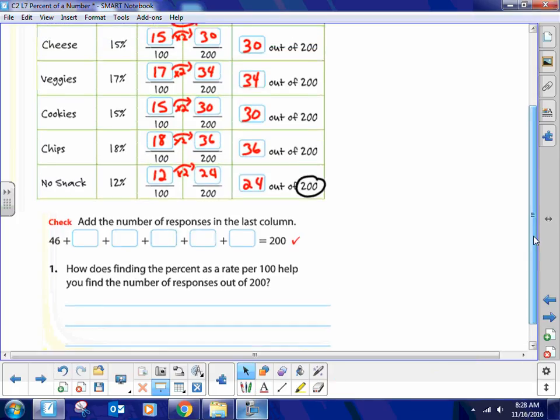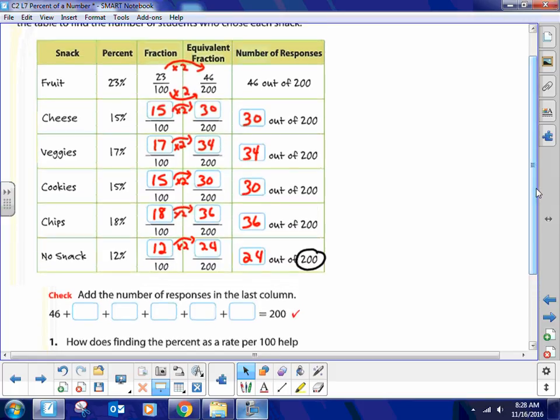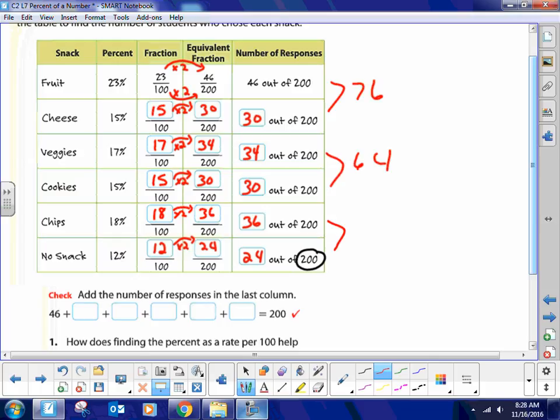Now, they want us to make sure that the number of responses is out of 200. So we add the number of responses in the last column. 46 plus, I'll do a little math over here on the side. That's 76, that's 64, and then that's 50 or 60. When you total that up, you get 0, carry the 1, 12, 19, 200. Excellent. Filling this out, we can go 30, 34, 30, 36, and 24, and look, it becomes 200.